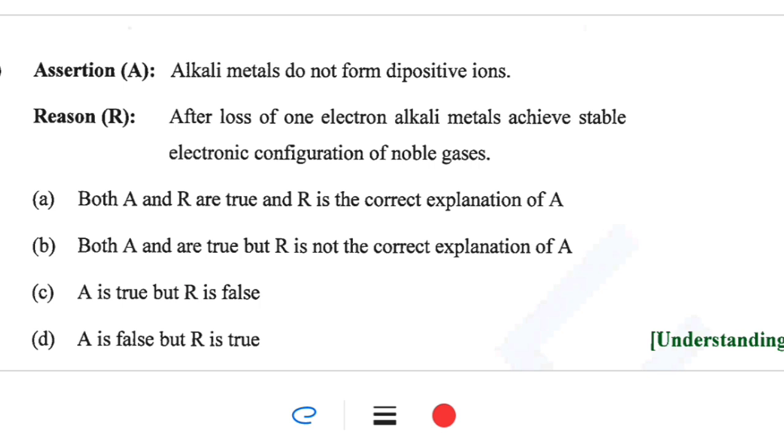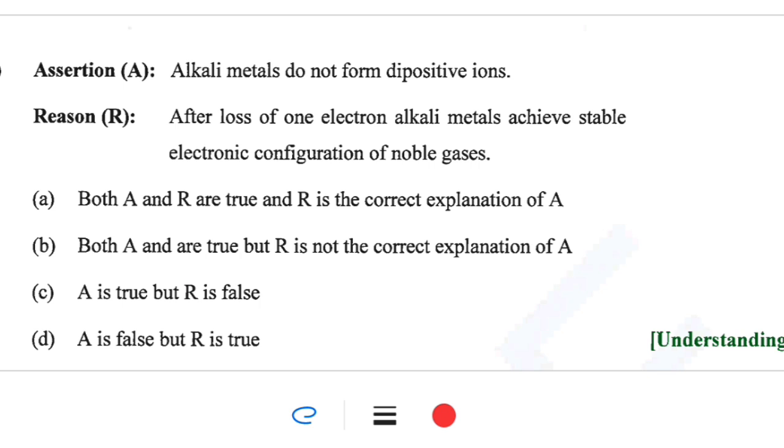So here, whenever they ask an assertion-reasoning type of question, you are going to see whether that particular statement is true or not. If both are true, then we move on to check whether the reason is a correct explanation, that is, whether the reason properly explains the assertion. So, alkali metals do not form dipositive ions. Is that true?